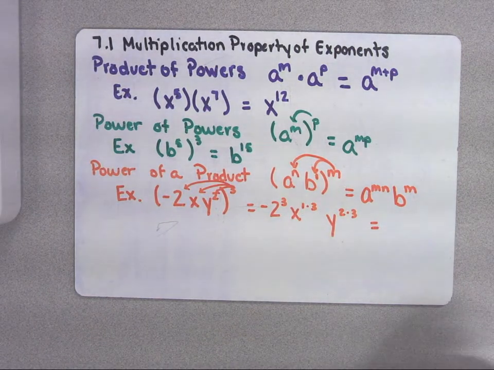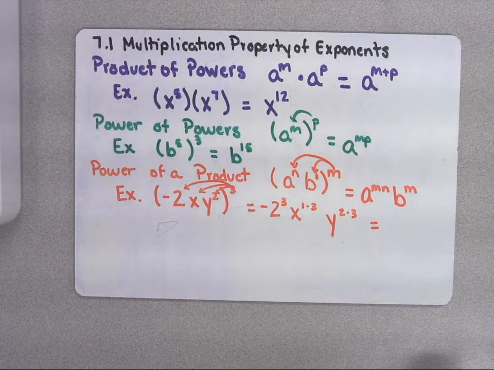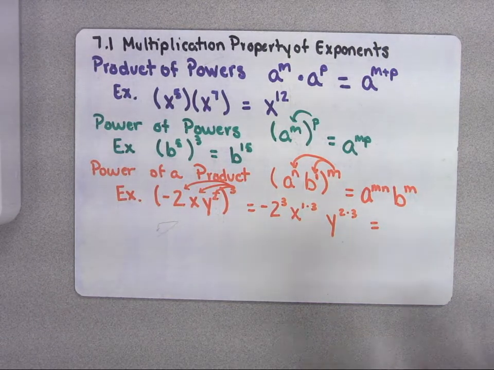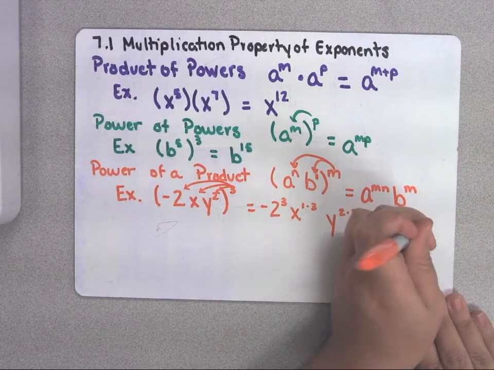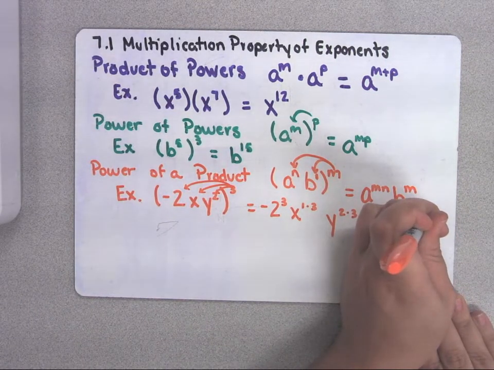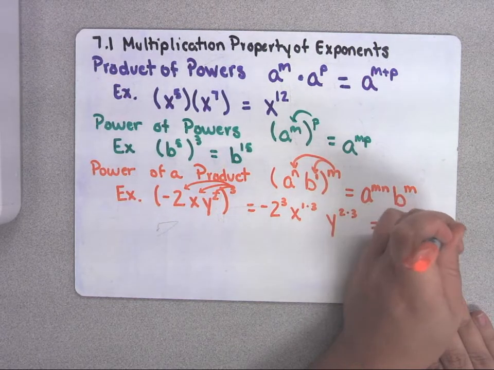So then -2 to the 3rd power actually turns into what? -8. X is to the what power? And what is y to the?